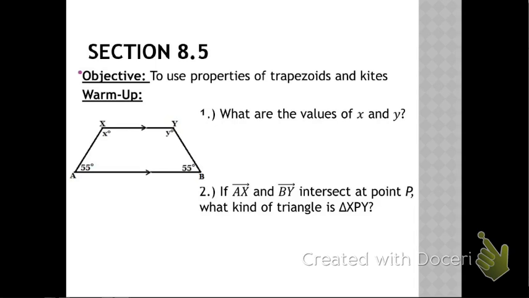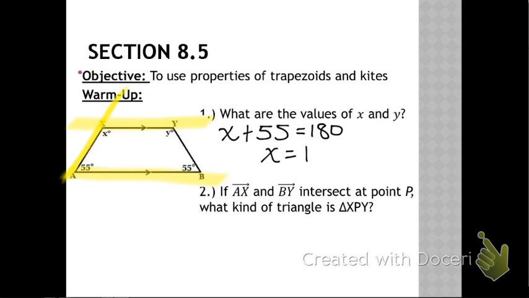Notice that in this diagram they marked these as parallel sides, so we need to use that. Remember, if you have parallel lines and they are cut by a transversal like we have here on the side, then these are consecutive interior angles, so they must be supplementary or add up to 180. So x plus 55 equals 180, which means x would equal 125.